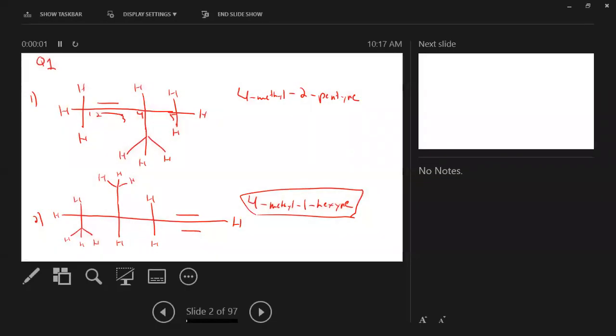So question 1 had 2 parts to it. The first part is here, the top. That was 4-methyl-2-pentene, and then the bottom was 4-methyl-1-hexene. So at the 1, 2, 3, 4, 5, 6.